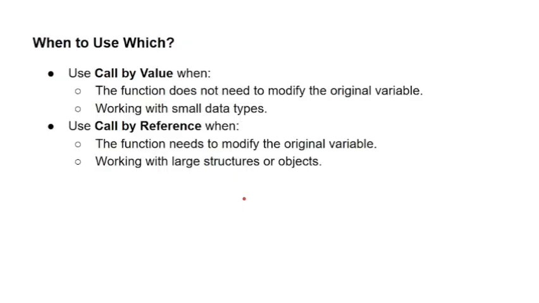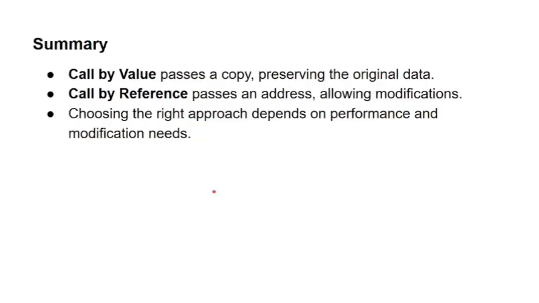Why do we use which, and at what time? Use call by value when the function does not need to modify the original variables, working with small types of data. But in call by reference, we create a function to modify the original values, and work with large structures or objects. That's why we use call by reference.